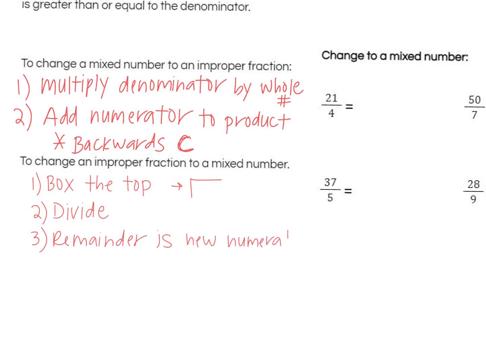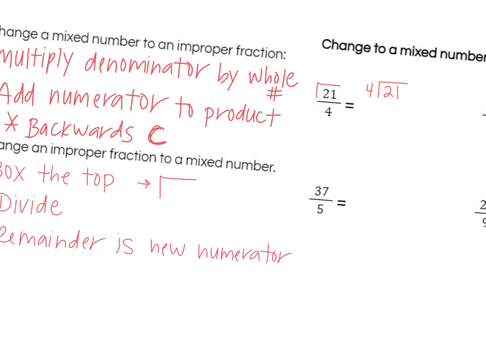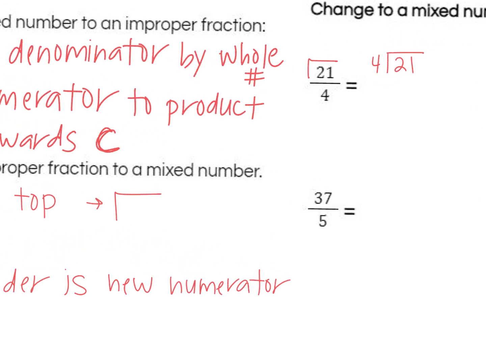So what does this look like? We're going to do a couple of examples together, and then you and your group can do some on your own. So looking to the right, 21/4. I box the top, so I know what I'm dividing. So it shows me that I'm dividing 21 by 4. And I actually work it out. So I'm going to do 4 into 21, which is 5. 4 times 5 is 20. And I have 1 left over.